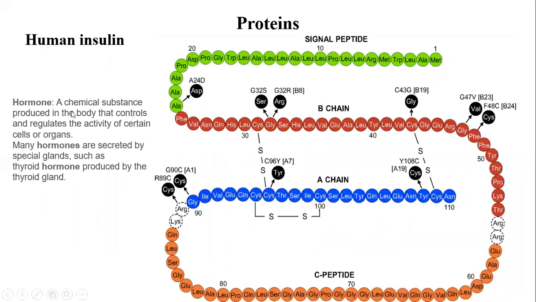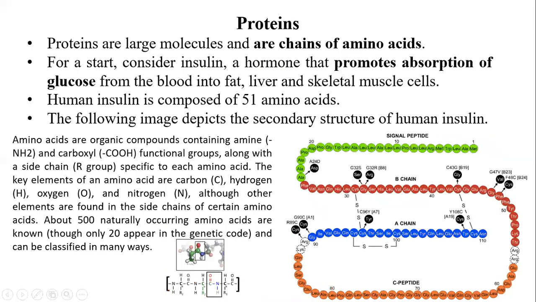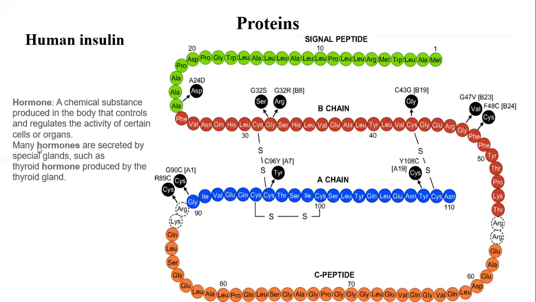And a hormone. What is a hormone? Basically, insulin is a hormone. So what is the definition of a hormone? A chemical substance produced in the body that controls and regulates the activity of certain cells or organisms. Just like insulin is a hormone, and that regulates the absorption of glucose. Many hormones are secreted by special glands, such as thyroid hormone produced by the thyroid gland.